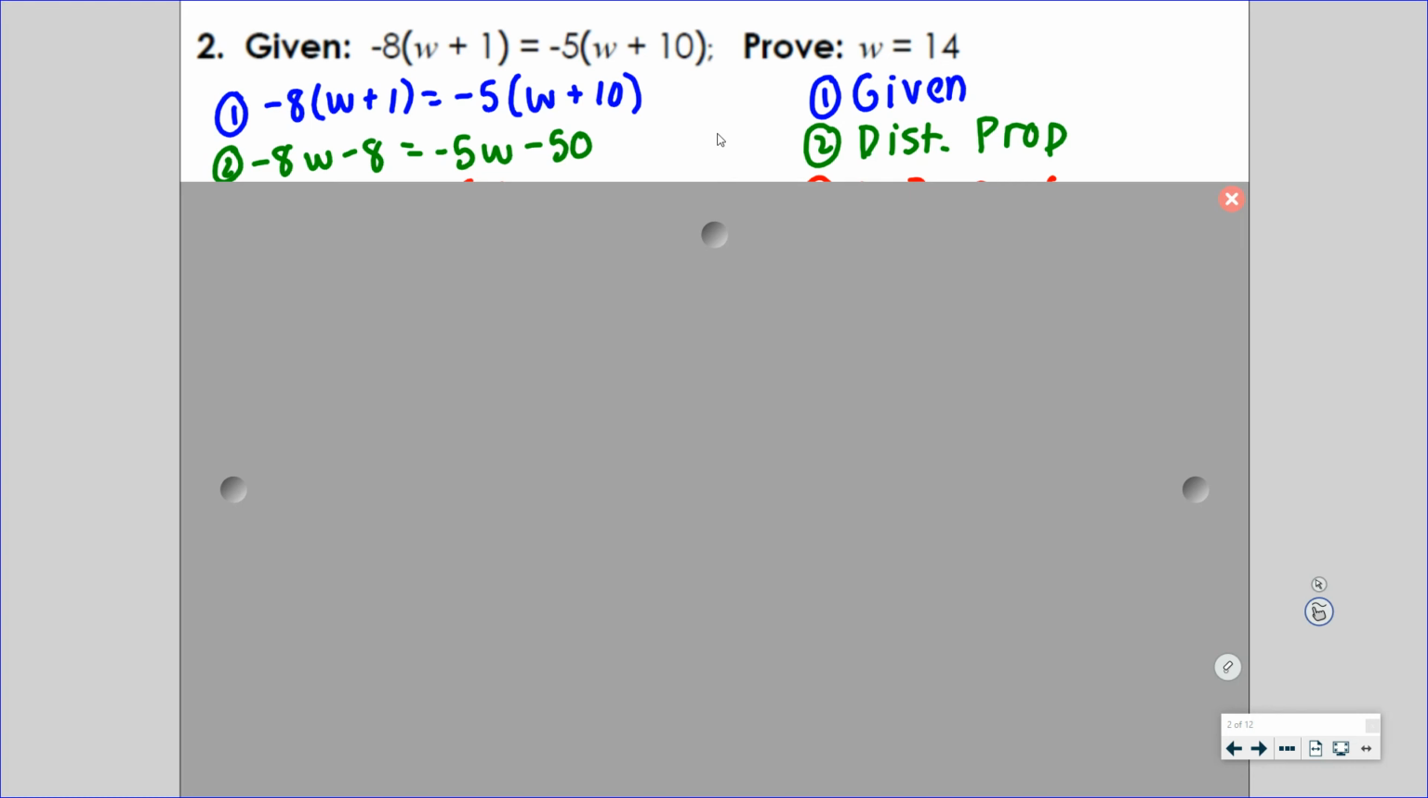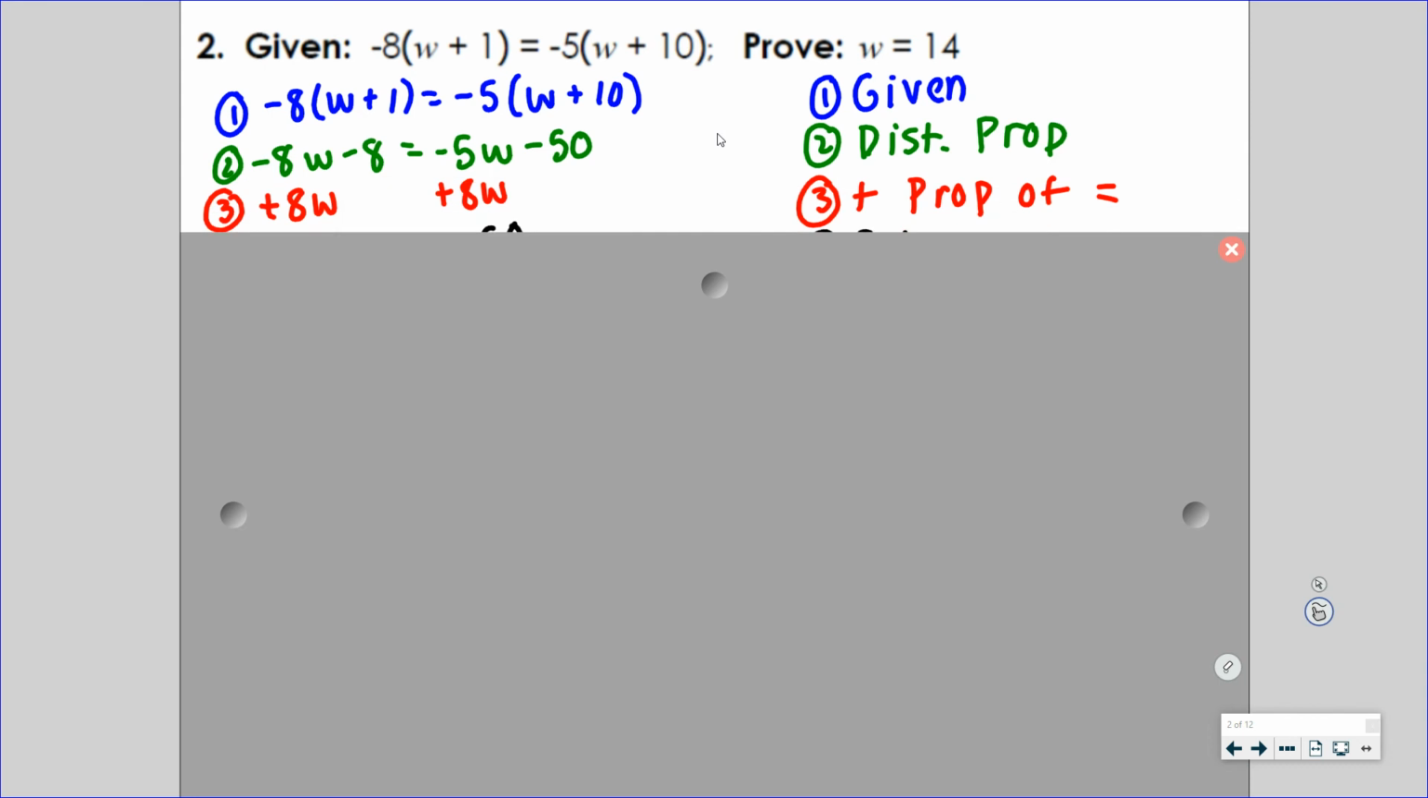Okay, here's the part where we may differ. Those of you that did this one, raise your hand if you added 8w to the right-hand side. Okay, that's what I did too. I like to keep my variables positive. Did anybody add 5w to the left-hand side? Lauren did? Okay, that's actually probably going to make the proof a little shorter if you choose to do that. But that's what I did.